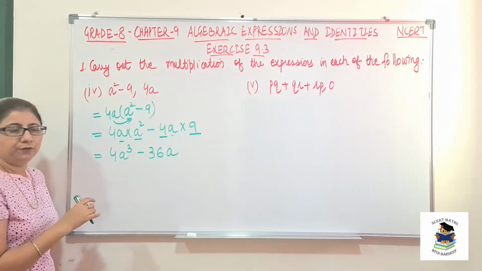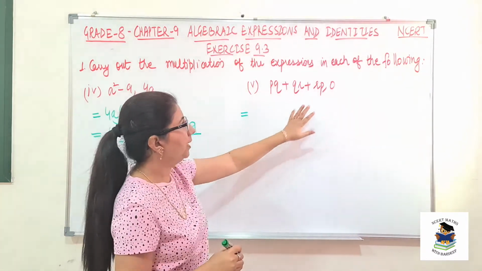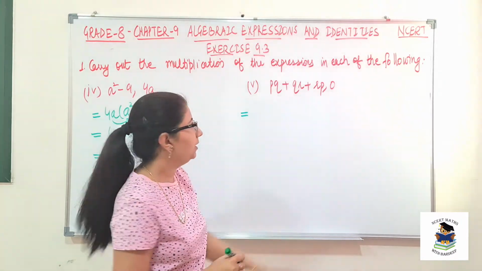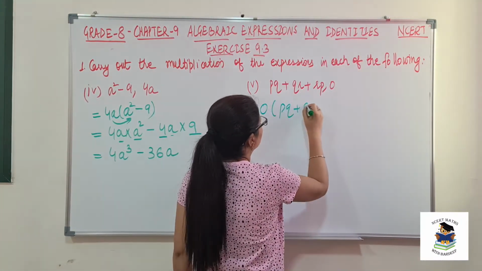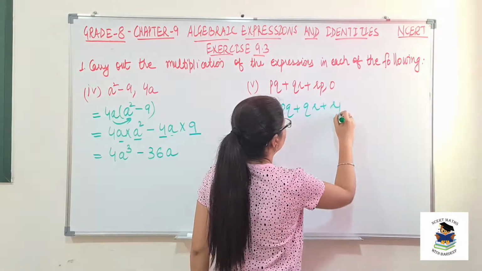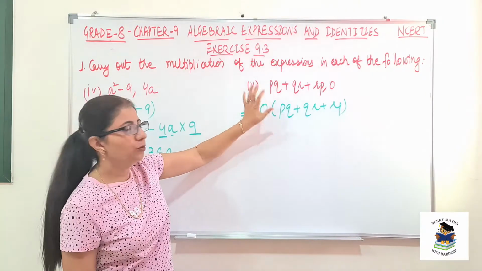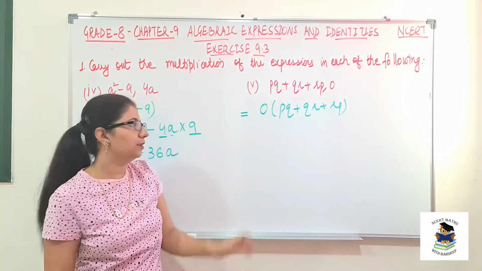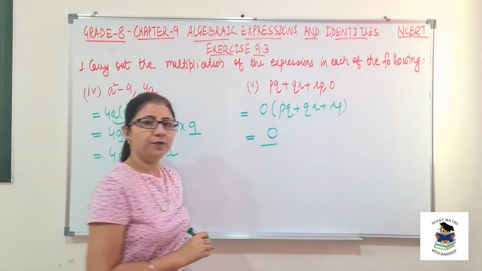Now let's move to our fifth part. Here it is pq plus qr plus rp. This is a trinomial being multiplied with 0. So I will write 0 first, then pq plus qr plus rp. As we know that when we multiply 0 with any number, the answer will be 0. So no need to expand it further. You can directly write this as 0. So this is our first question.